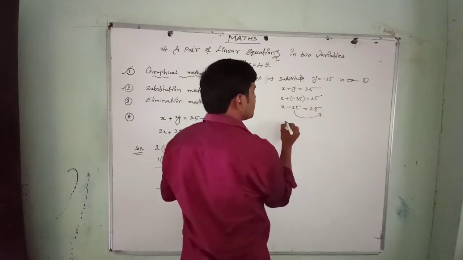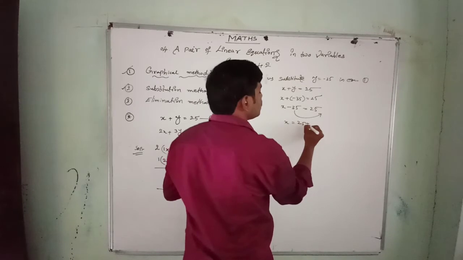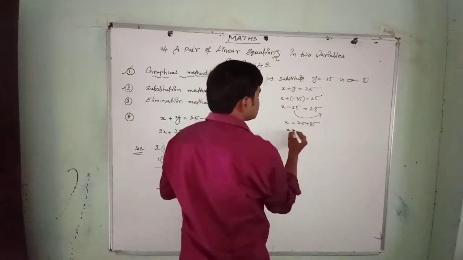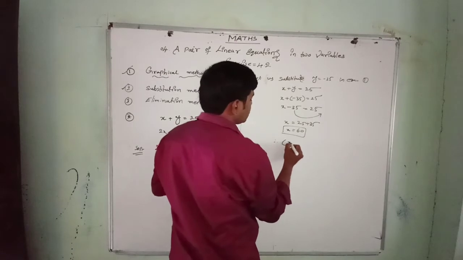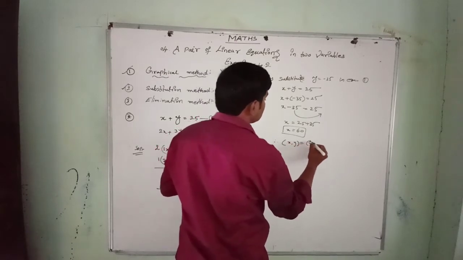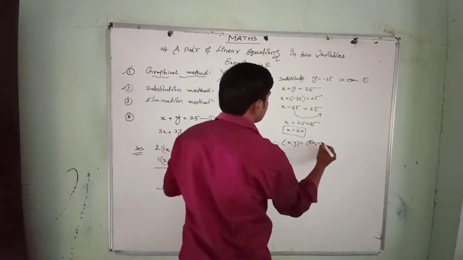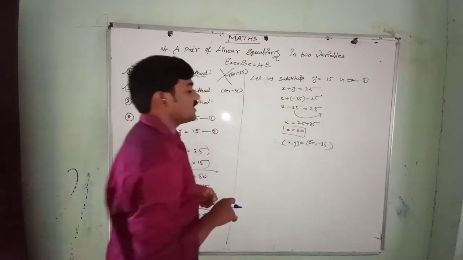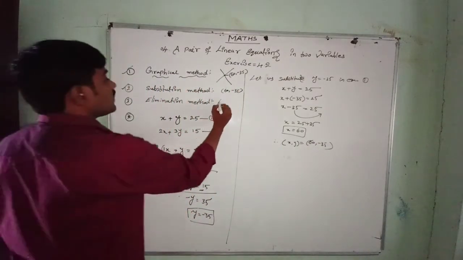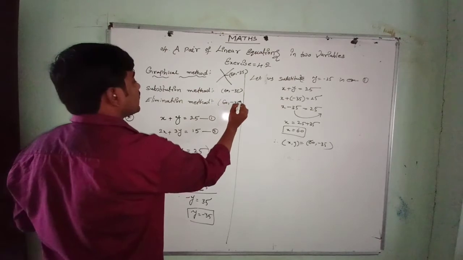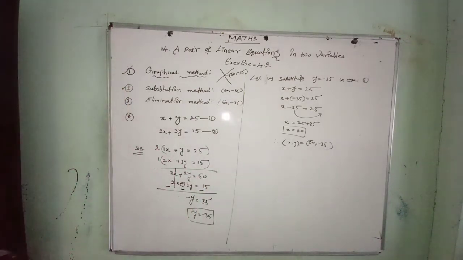This minus 35 you transfer to this side. X equal to 25 plus 35. X equal to 60. See that? Now we got it. X comma y value equal to 60 comma minus 35. So here also you got the answer, x value is 60 and y value is minus 35.